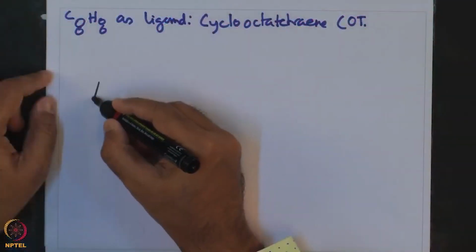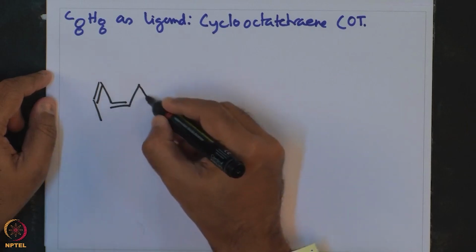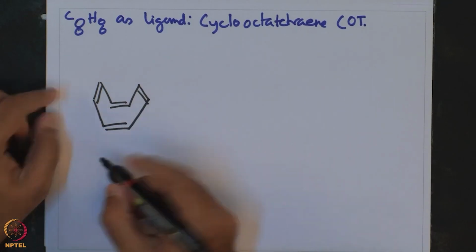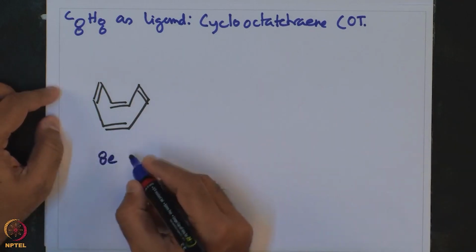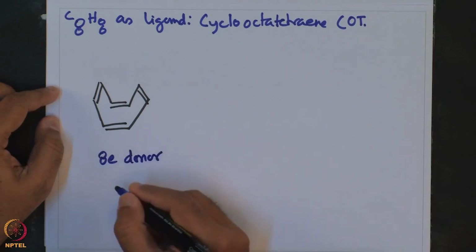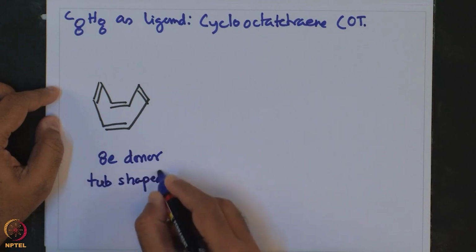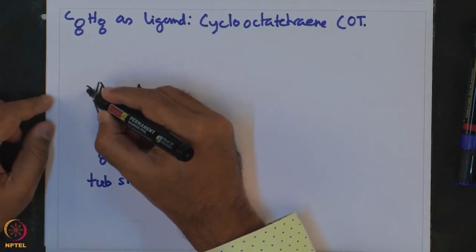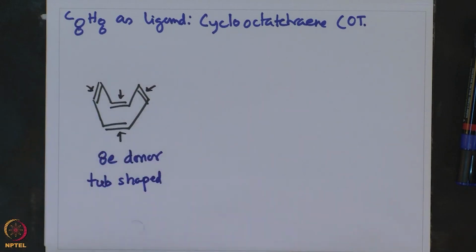Now, COT is cyclooctatetraene, and the structure of that is this 8 electron donor tub-shaped structure. The 8 electron donation occurs from here, here, here, here. So, there are 4 double bonds giving rise to an 8 electron donor.